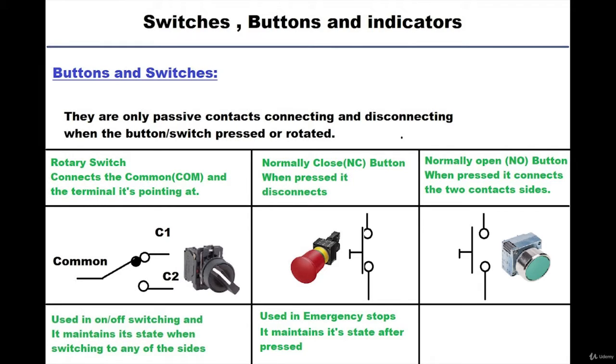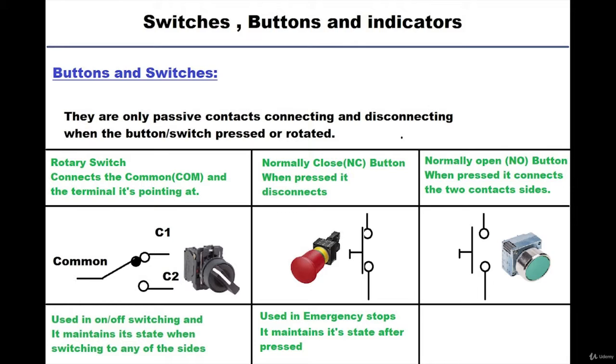Why would we need such a button? Well, it's used mostly in emergency control. If there is an emergency situation and you want to cut the circuit, you just press the emergency stop button, which will open the circuit. It's also used in start-to-stop manual motor control, which we will talk about in the next section.